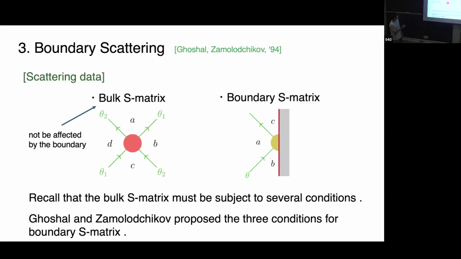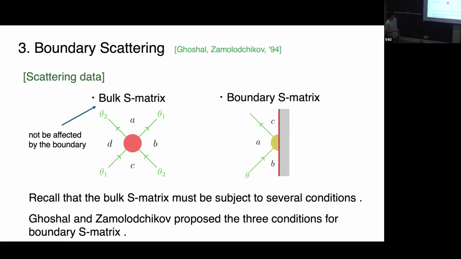Okay. We move to the boundary scattering, and this part is a review of the paper by Córdova and Komatsu. If we allow the boundary into the space-time, the scattering data consists of two S matrices. The first one is the bulk S matrix, and the second one is the boundary S matrix. We believe that the bulk S matrix should not be affected by the boundary, and so our target here is the boundary S matrix.